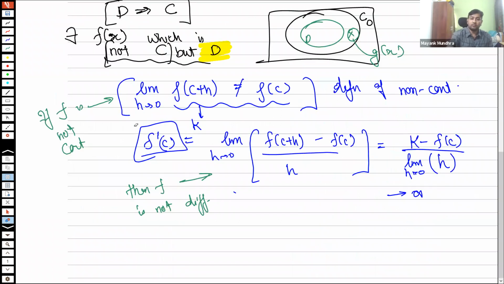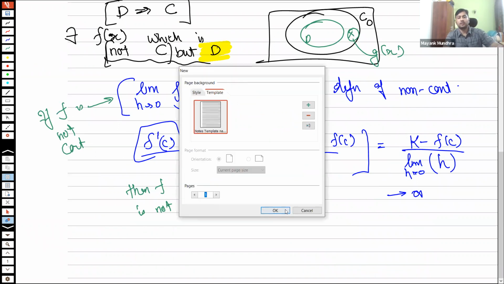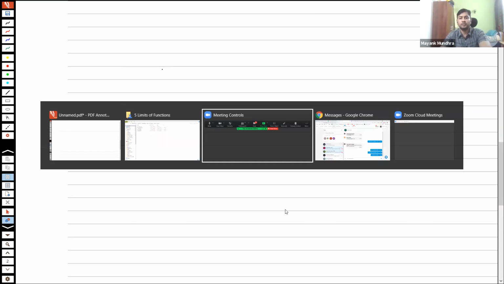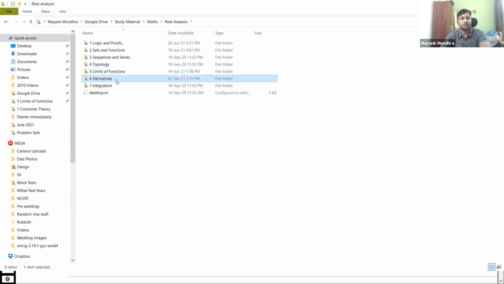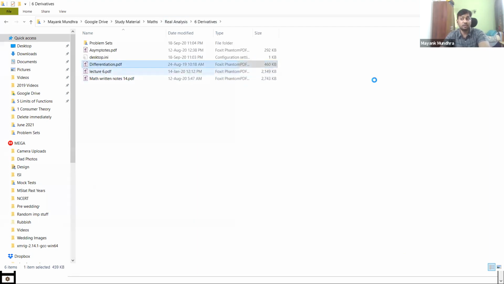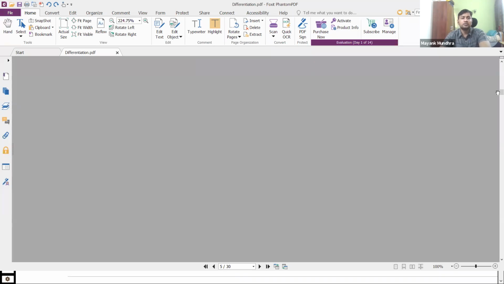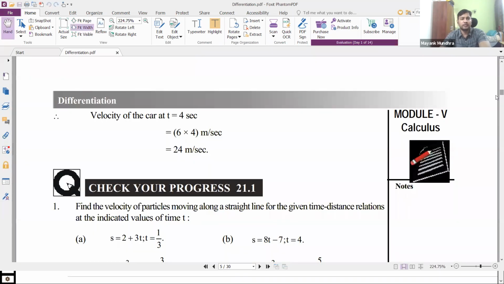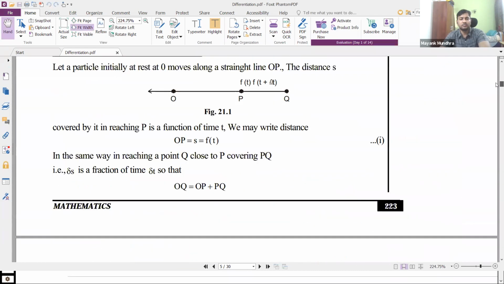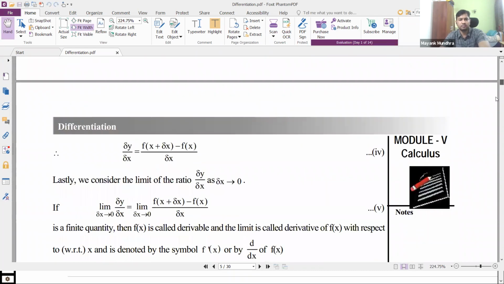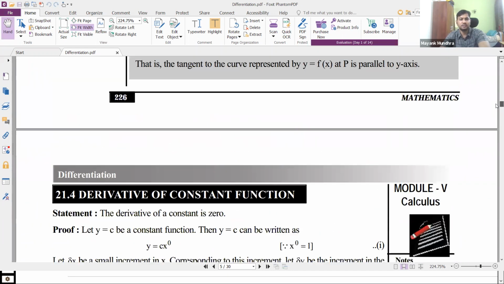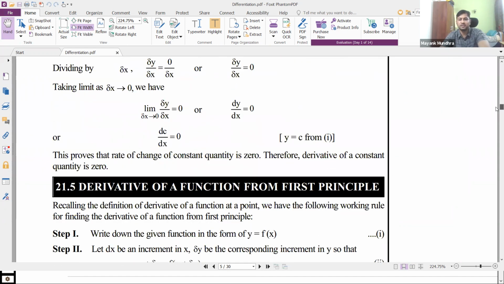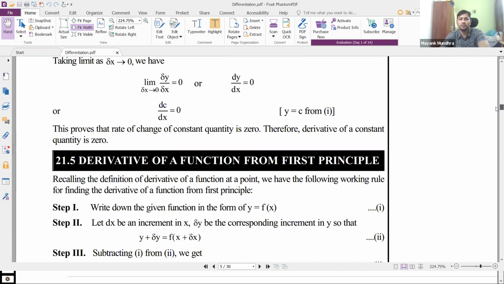Let me open up a document that I want you to read after this lecture. It's going to be on derivatives, but some basics of differentiation. So this is again uploaded, differentiation.pdf. So this has some basics, and then it has these sections. So derivative of a constant function. So constant function does not change. So its derivative is 0.